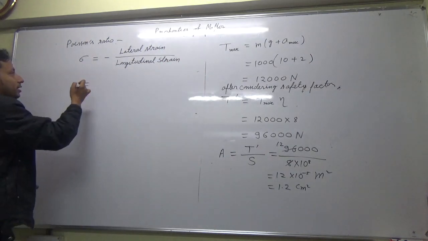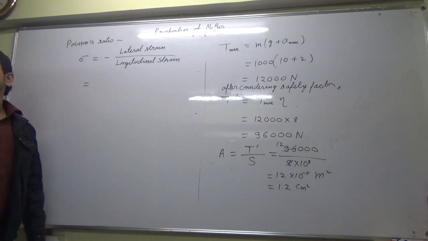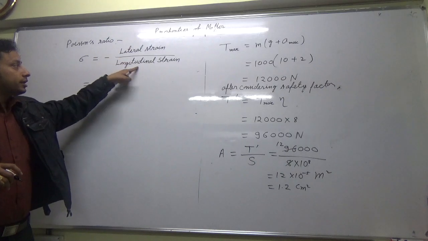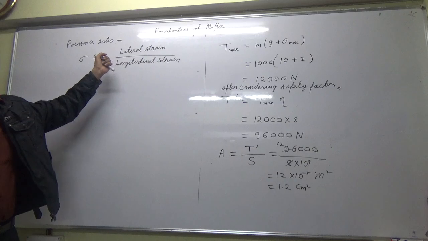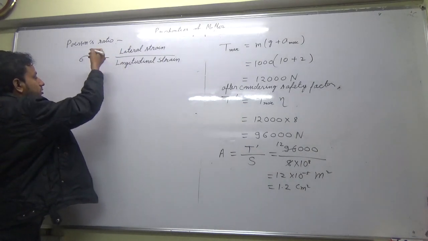Okay. Lateral strain by longitudinal strain. So this is the definition. Why have we put the minus sign? Because if you increase this quantity, the other decreases. So that's why the minus sign is put. It is just a convention.